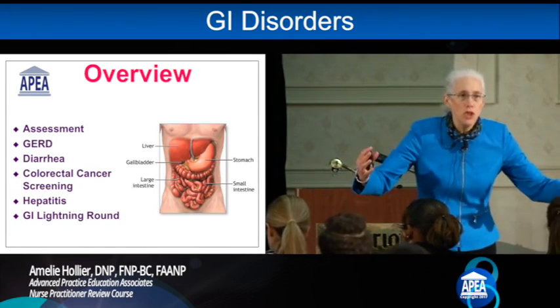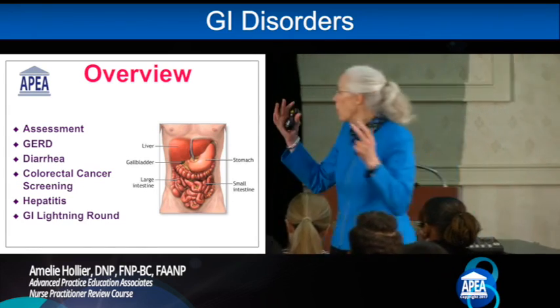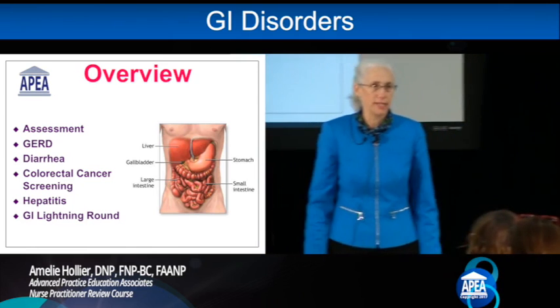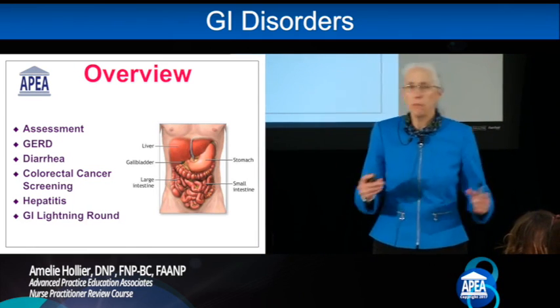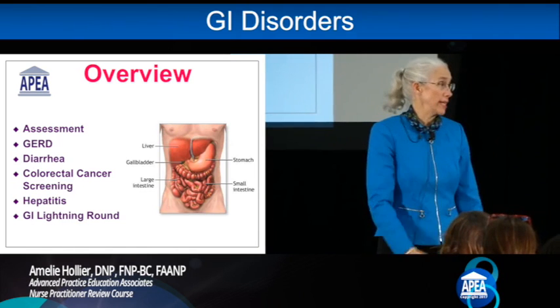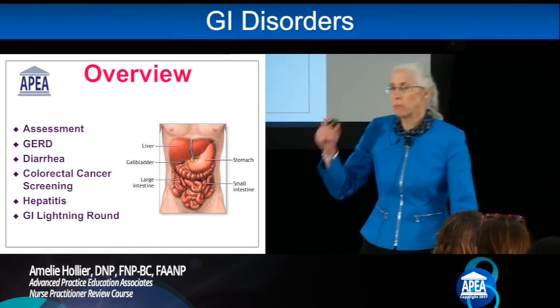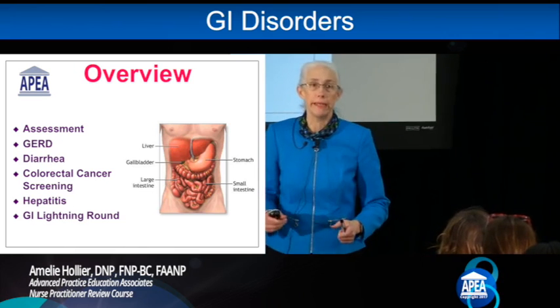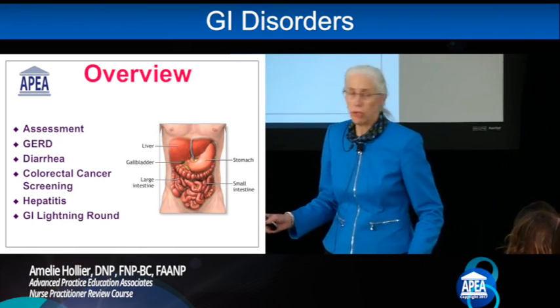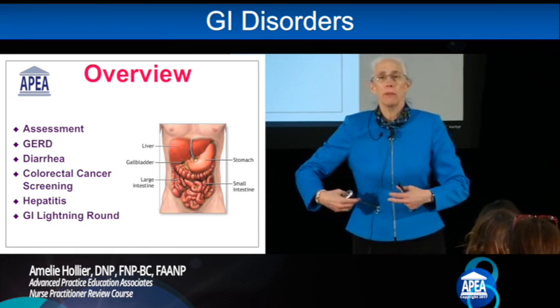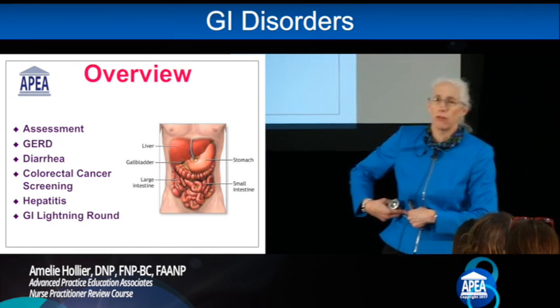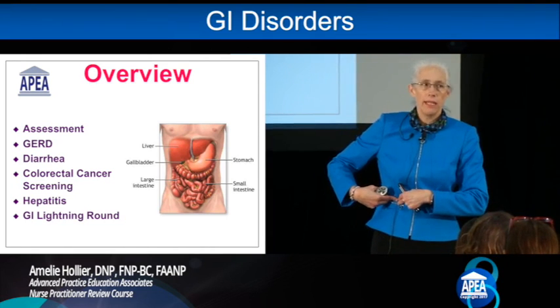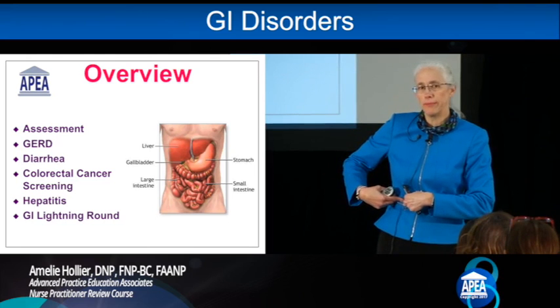As we approach GI disorders, I always want you to remember this. The abdomen is a poor historian. The abdomen is a poor historian, and here's what I mean. It doesn't always tell you the truth. A patient might come in with a complaint of right upper quadrant pain, and you'll think, that's a gallbladder all the way. And they might have right lower lobe pneumonia.